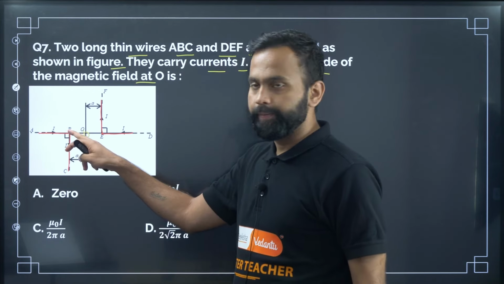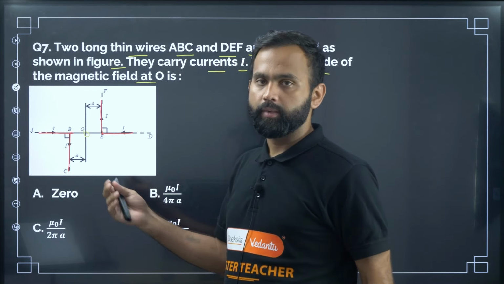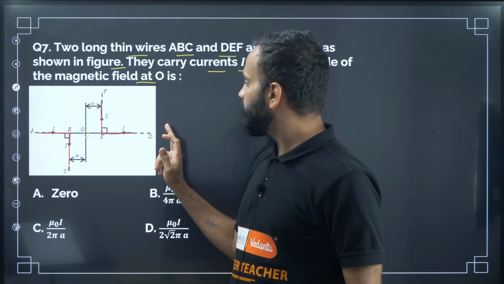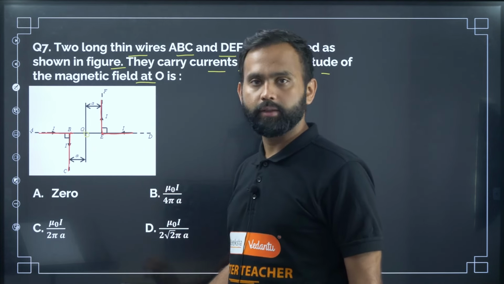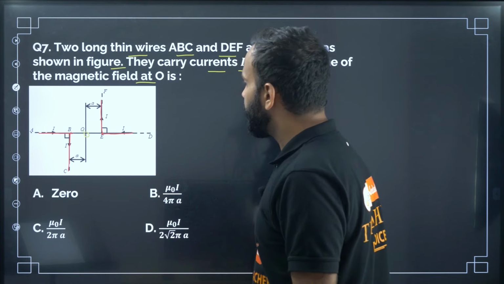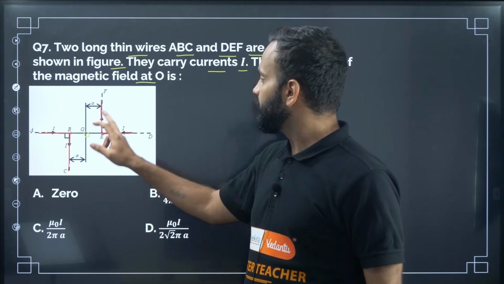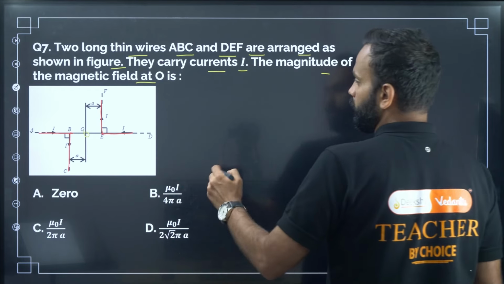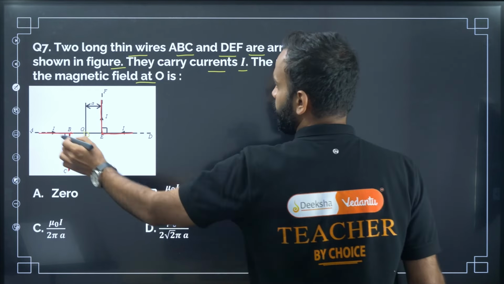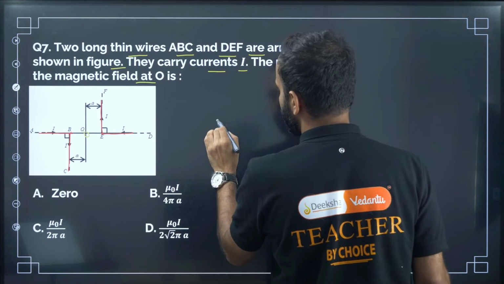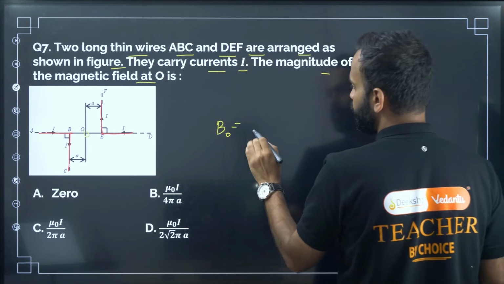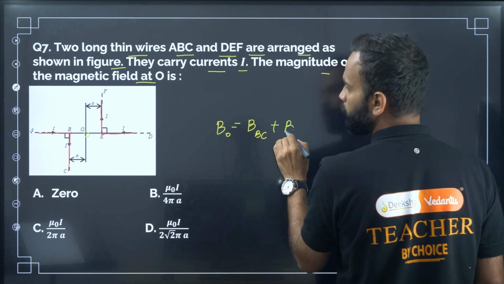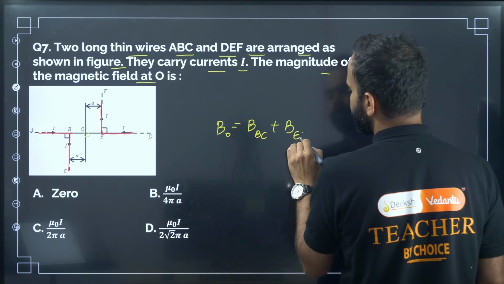Due to the AB part, the magnetic field at O is 0. Apply the right hand thumb rule. Similarly, due to the DE part, the magnetic field at O is 0. So now let us find the magnetic field due to the BC part and the EF part. This is a semi-infinite wire. So the magnetic field at O is equal to the magnetic field due to the BC part plus the magnetic field due to the EF part.